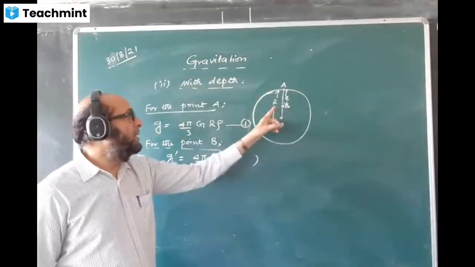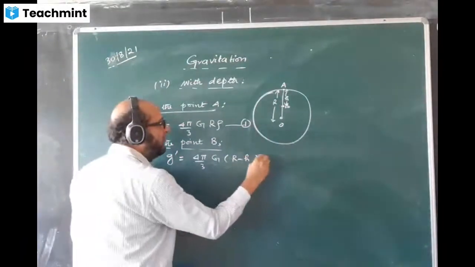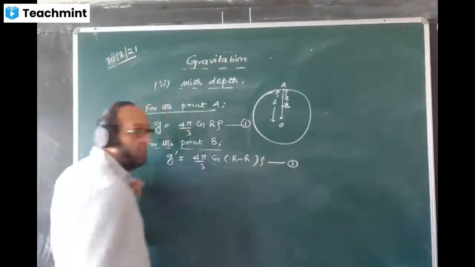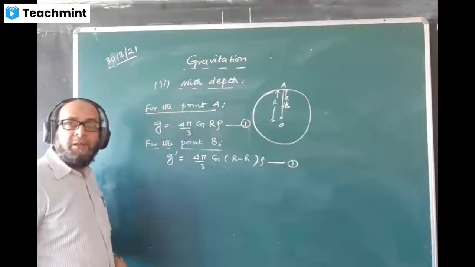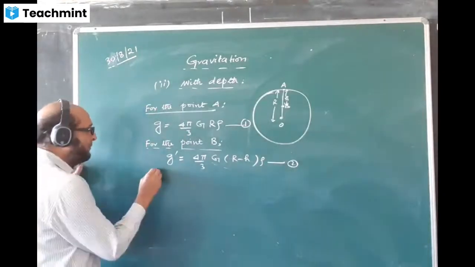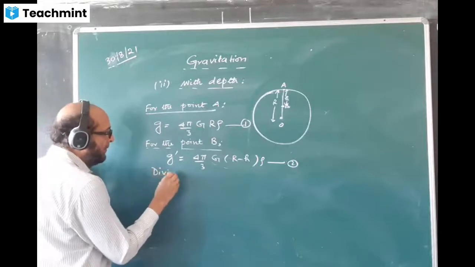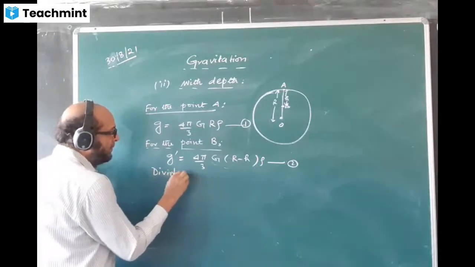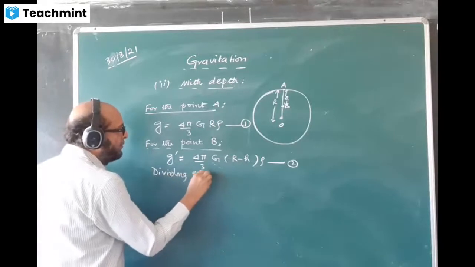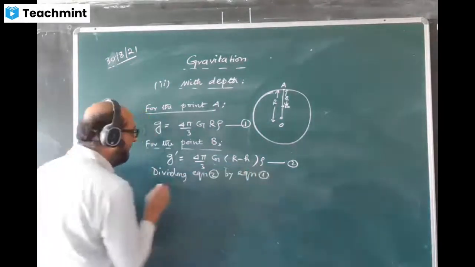From O to B, the distance will be R minus H. Here I write R minus H into rho, equation number 2. The distance is R minus H. I'll divide the two equations. Write down: dividing equation 2 by equation 1.